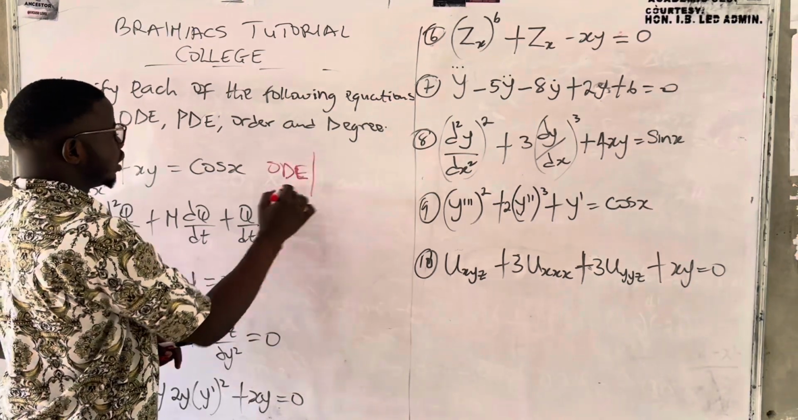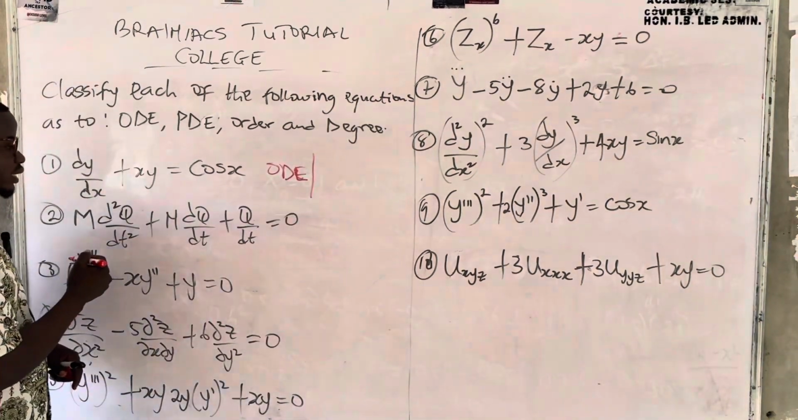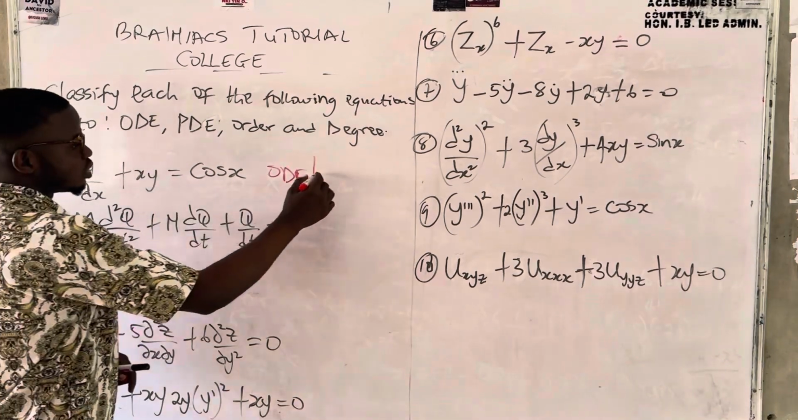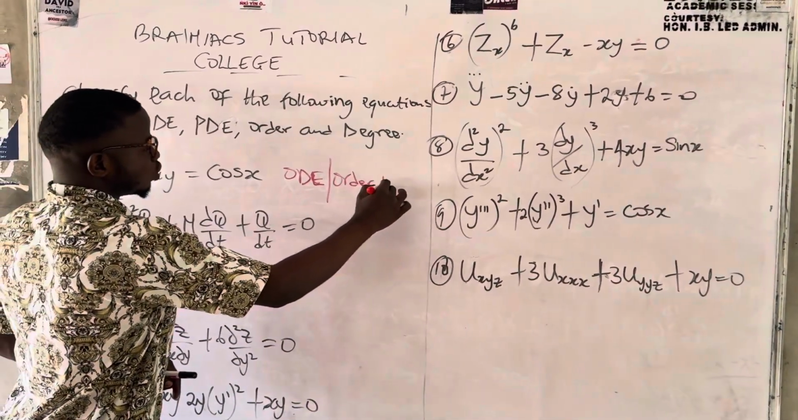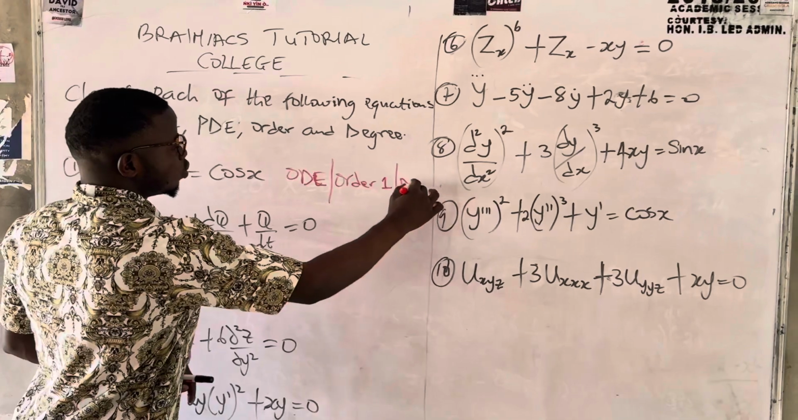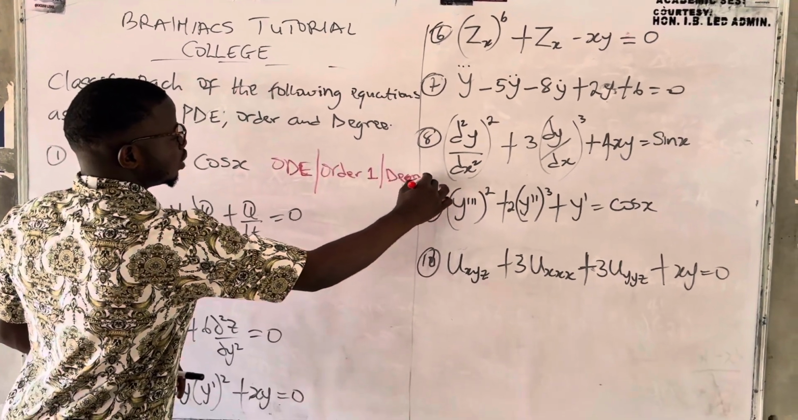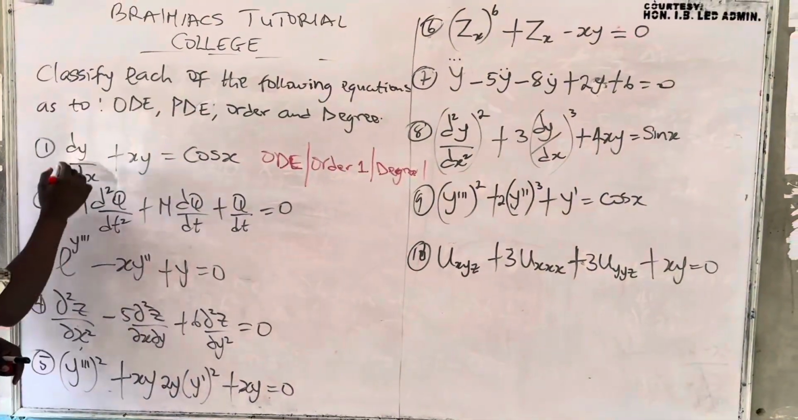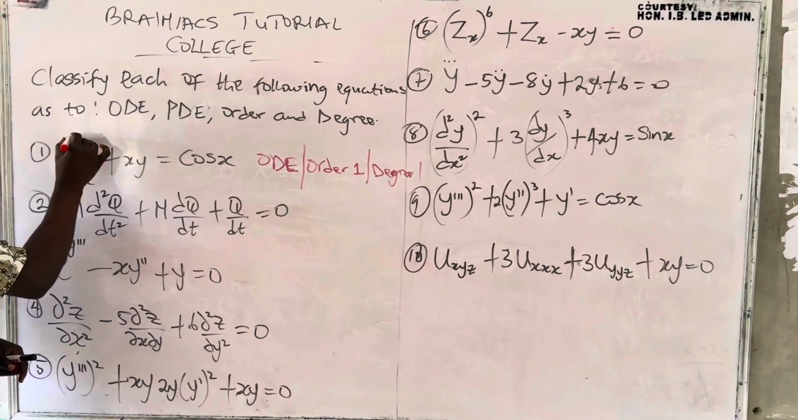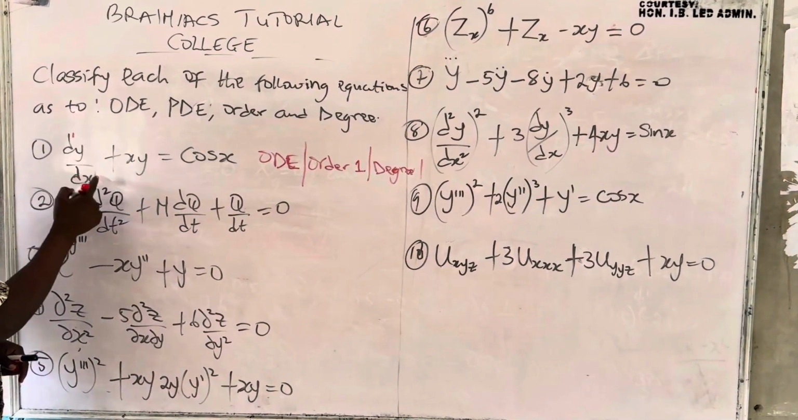Ordinary differential equation. Then the next thing is to classify it as to order. That's order 1. So the order is 1. Then the degree is 1. Order 1, degree 1. Because here we obtain the degree and the order from it. This is the order. Order 1, degree 1.